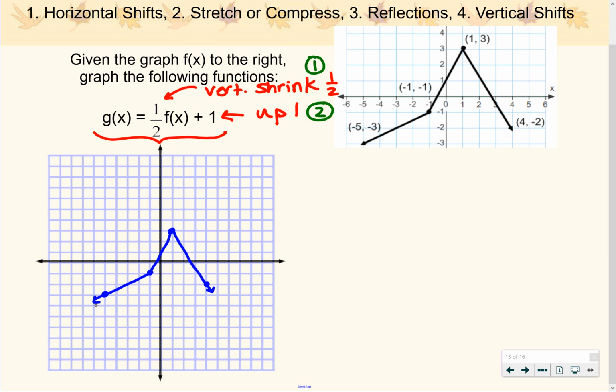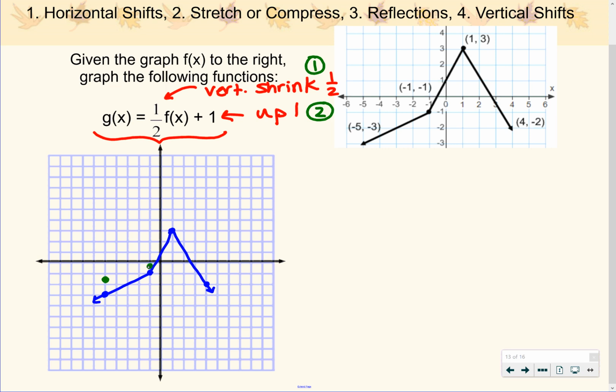So if I have -5, -3, and I want to move it half the distance to the x-axis, if I want to push it towards the x-axis, where's it going to end up at? -5, -1.5. It's going to be half the distance. If I have -1, -1, and I want to move it half the distance to the x-axis, if I want to shrink it vertically, where's it going to end up at? -1, -1/2.